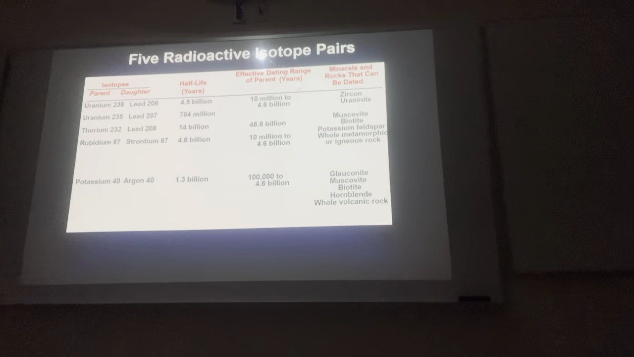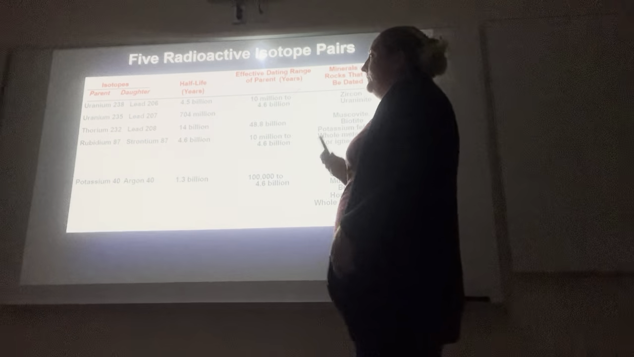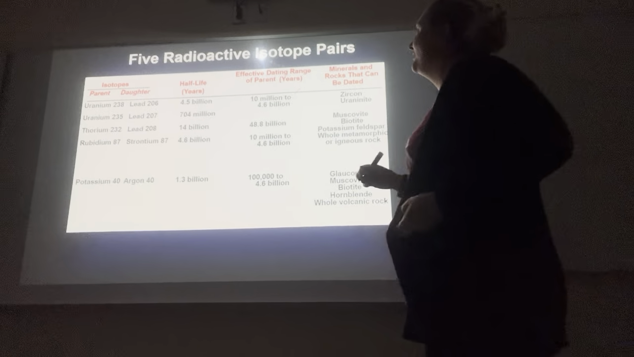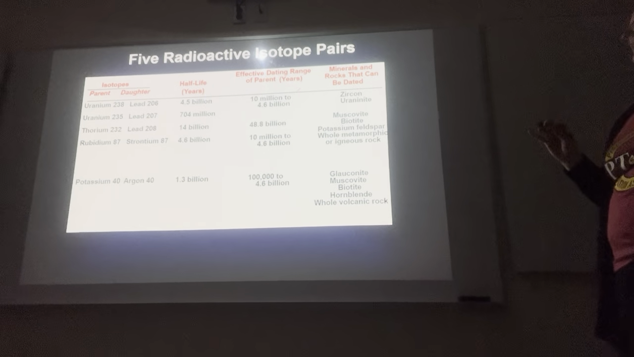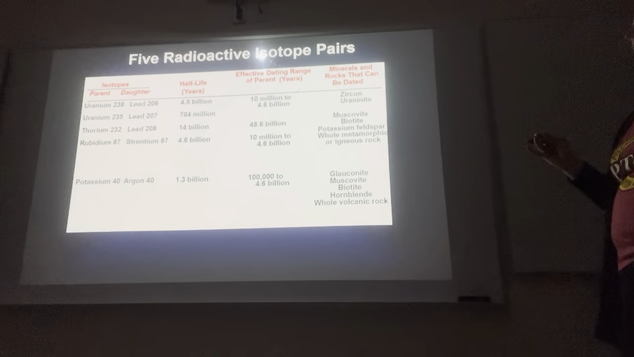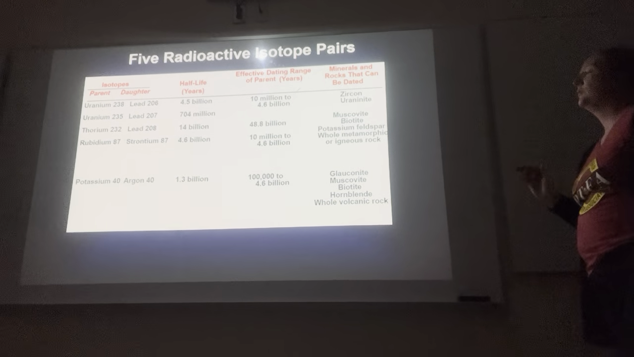Okay, and these are some examples of radioactive isotopes that you might see in the work that we do in the lab. So uranium-238 decays into its daughter isotope of lead-206. Its half-life is super long, 4.5 billion years or so. It's effective for dating samples between 10 million to 4.6 billion years old. Uranium-235 decays into lead-207. Its half-life is about 700 million years.